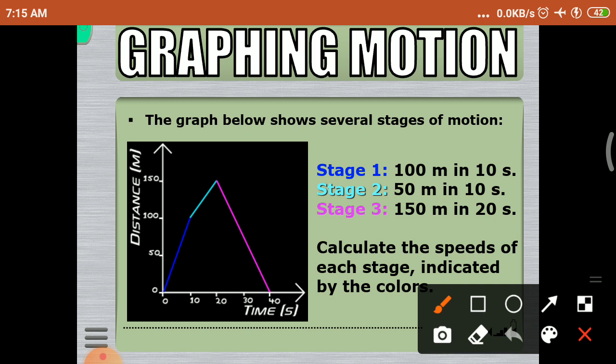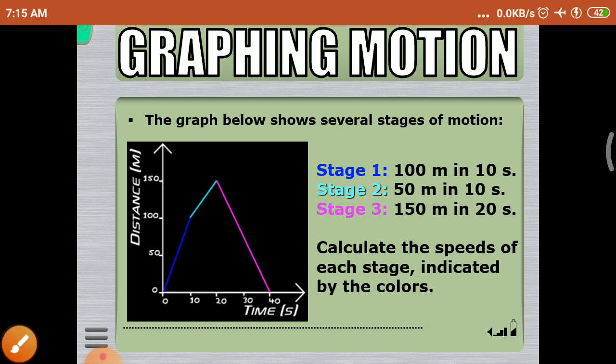The third one, draw a perpendicular line. 0 minus 150, it covers 150 meter. The time is 40 minus 20, the time is 20 seconds. That means it covers 150 meter in 20 seconds. So you have to calculate the speed of each stage indicated by the colors.